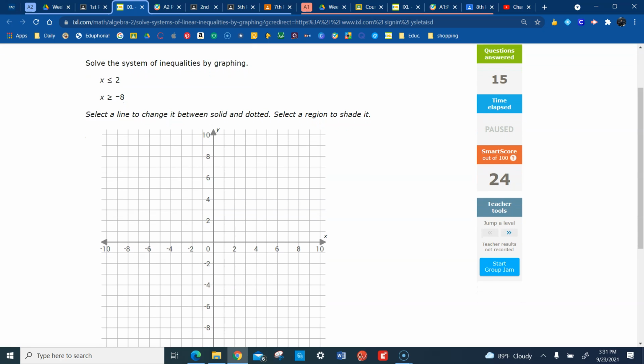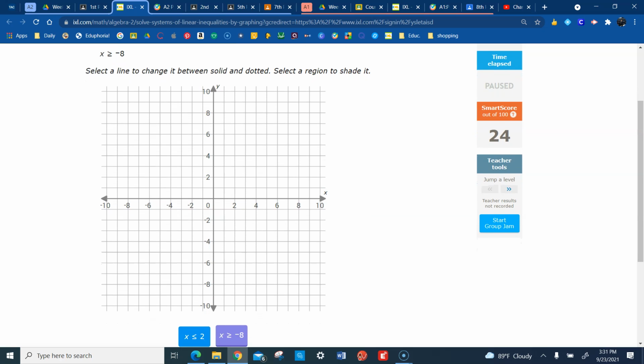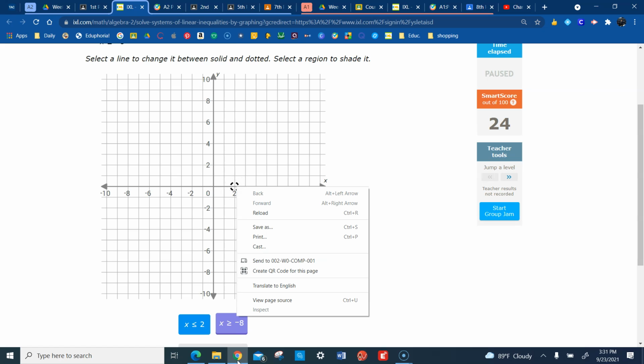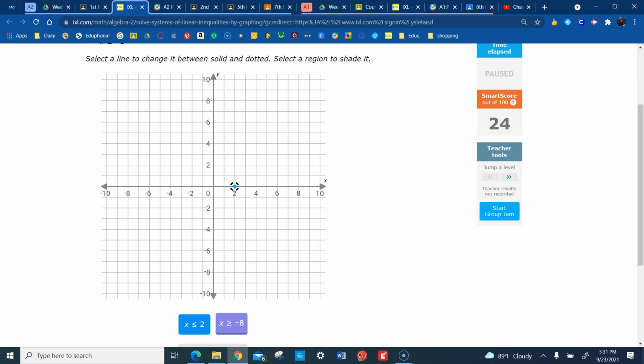So for this first example, I'm going to go ahead and scroll down because I can use the tools on the bottom. On the bottom of this grid, you see I have a blue and a purple rectangle. I'll start with the blue. The blue line is going to represent x is less than or equal to 2. That means I go to positive 2 on the x-axis and make my first point. Now I make another point anywhere on this 2 line.